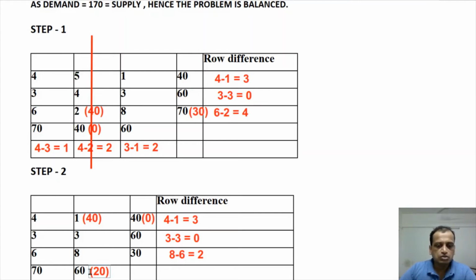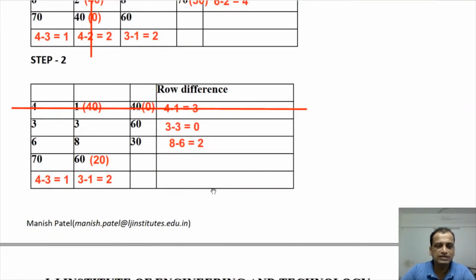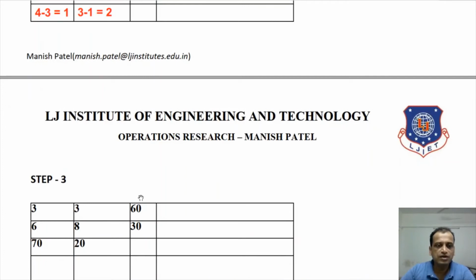Clear? So again, if you see, we have fulfilled this one, this row supply is finished. So we will cancel this out. Clear? So we will write down the modified matrix table. So this is the modified one. Again, we will try to find out the row difference. So let's find out. What is the row difference? 3 minus 3 is equal to 0. Clear? What about here? It is 8 minus 6 is equal to 2. What about the column difference? 6 minus 3 is equal to 3. Clear? What about here? 8 minus 3 equal to 5.